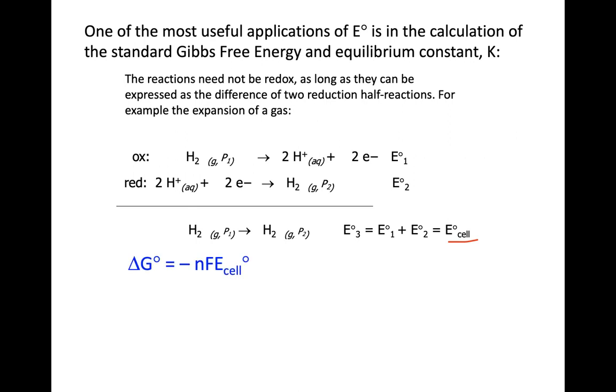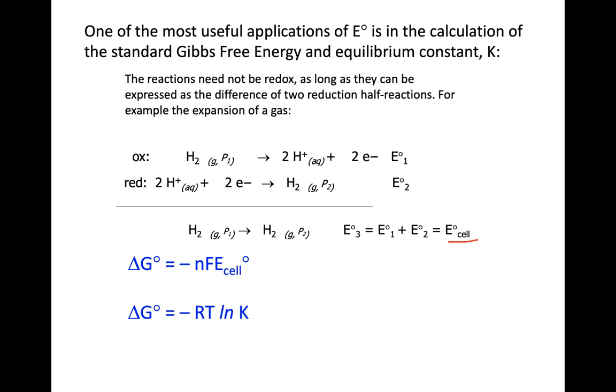Remember that the standard free energy is just equal to the negative of n, where n is the number of electrons being transferred, F is the Faraday constant of 9.6485 times 10 to the fourth coulombs per mole, and E sub cell naught is our standard cell potential.